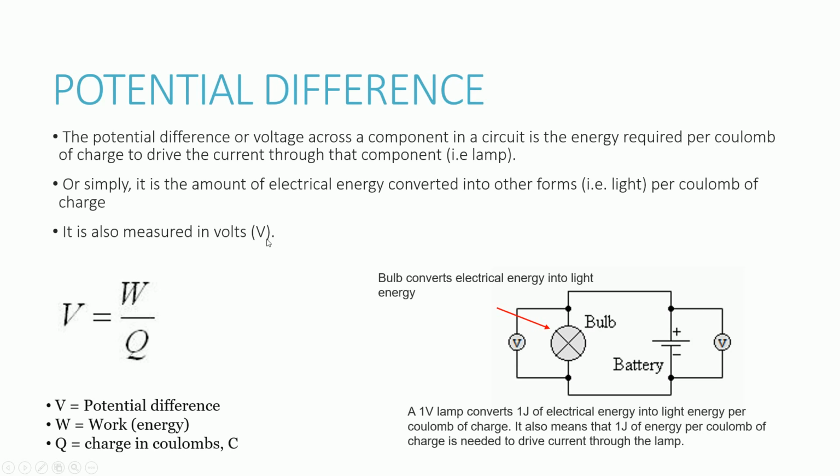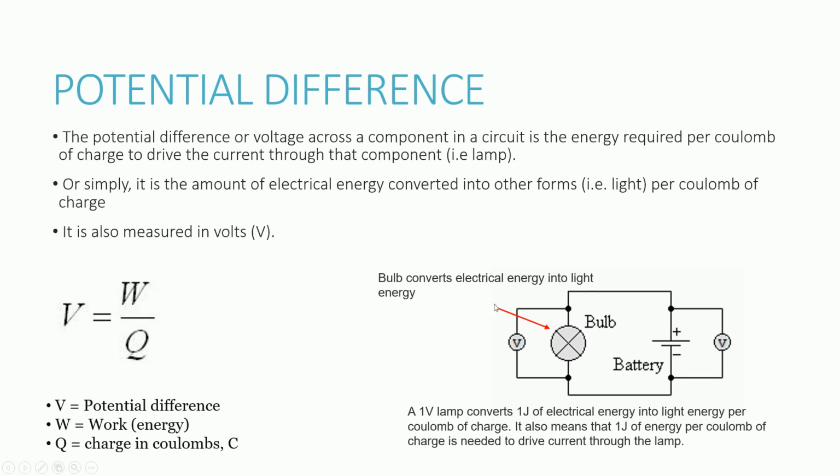And this is just like EMF, measured in volts. The formula is exactly the same. The only difference really is that the work or the energy when we're dealing with EMF is the energy that is supplied, but in this case, when we're dealing with potential difference, it is the energy that is lost or converted into other forms from electrical energy.